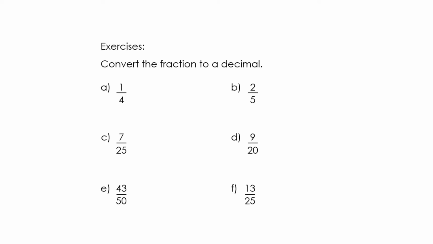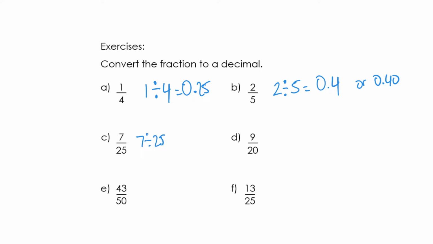So let's convert the fraction to a decimal. On a calculator, when you do questions like this, what you need to do is just do 1 divided by 4. And this will be 0.25. This 2 divided by 5. 0.4 is what you will see on your calculator, or you can write it like this, 0.40.